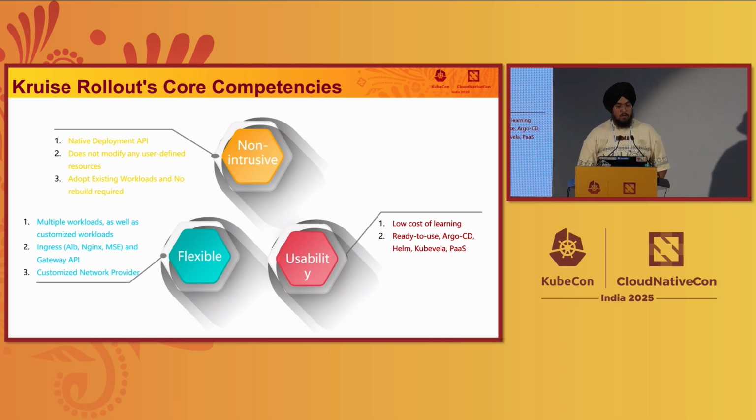Okay, so Kruise Rollout's core competencies. We are non-intrusive, so you don't have to migrate to any CRD. We work with your native deployment APIs. You don't have to modify any user-defined resources, and we adopt your existing workloads with no rebuild required. We are flexible. We work with multiple gateways like Nginx and Ingress, and with other customized network providers as well. And usability is such that if you know how to write YAML, that's how easy it is to write a rollout in OpenKruise. It is ready to use with Argo CD, Helm, KubeVela, or any platform solutions.